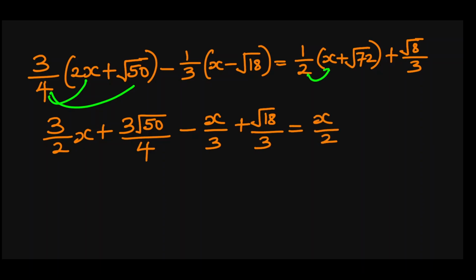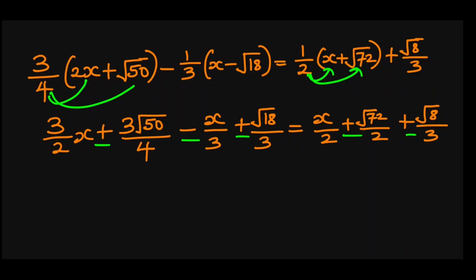That is, we are now expanding this bracket. This will multiply this will multiply this. Plus root 72 over 2 plus root 8 over 3. Now all the brackets are gone. The next thing you notice here is that all the operators are from the same family. So we can collect like terms. Let's move all the terms that have x to the left and all the other ones to the right.